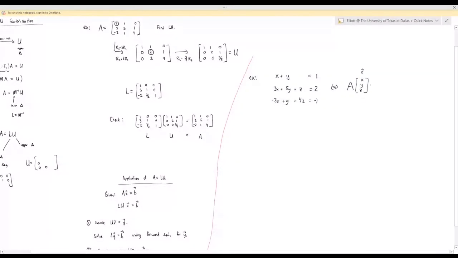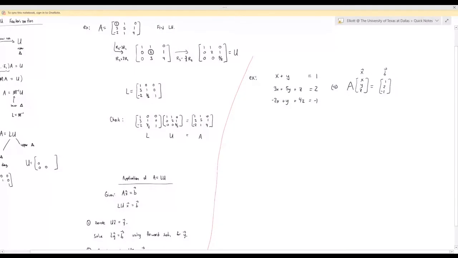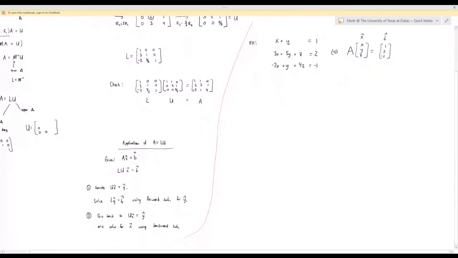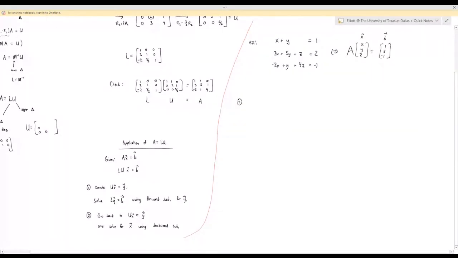So X is the vector of unknowns, and remember b is the vector for the right-hand side. As I talked about over here, what we're going to do is create this new system of equations first, Ly equals b. So matrix L, we have that over here.